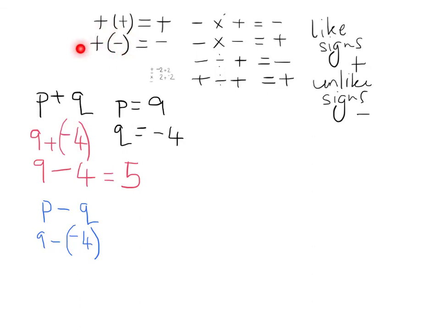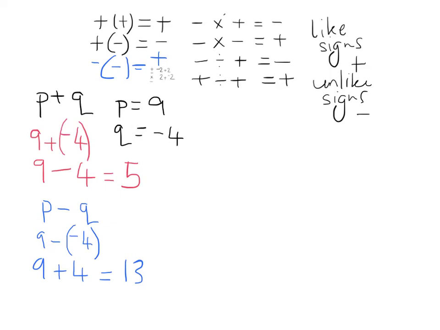Now remember we said these are interchangeable. So we've got a plus and a plus. Well, you can also say a negative and a negative will give you a plus. Remember, like signs give you a plus. So 9 can be rewritten 9 plus 4. That gives you 13. Okay? Nice and easy.